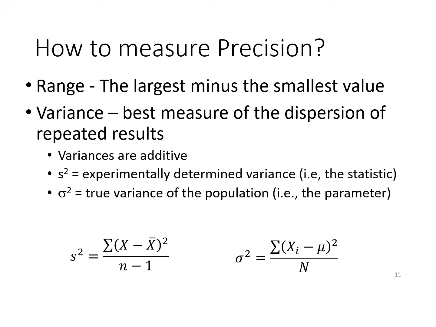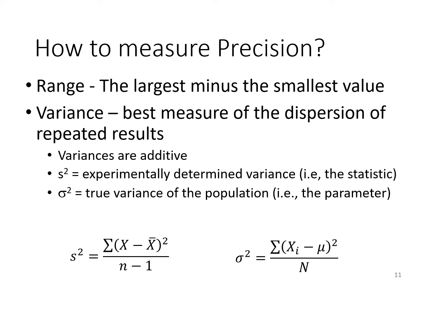The best way to measure the dispersion of our repeated results is the variance. Variances are additive, and we have the statistic, the experimentally determined variance, that's S squared, and then we have the true variance of the population, that's the parameter, sigma squared. So S squared is a function of the observation minus the mean of the observations. We'll square that, sum those values, and divide by n minus 1, where n is the number of observations.